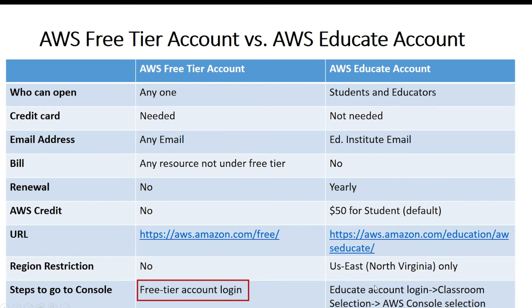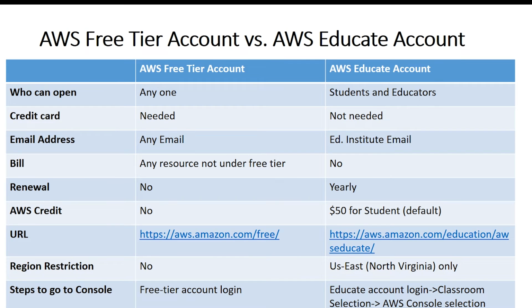For the free tier account management console, you go to console.aws.amazon.com or portal.aws.amazon.com. On the other hand, for the Educate account's management console, first you log in with your Educate account, select your classroom, and then select AWS Management Console.